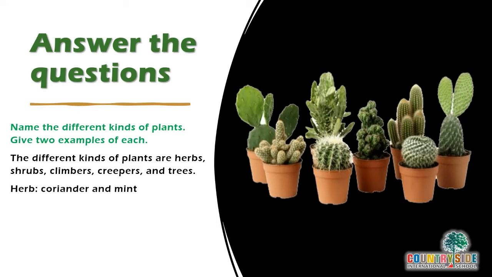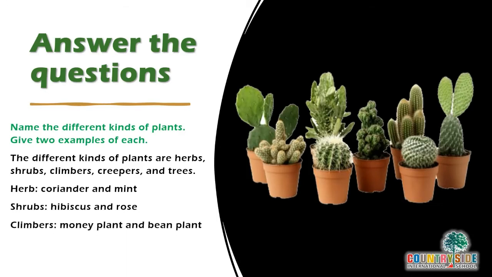Herbs. What were the herbs we discussed? Coriander and mint. And these you find mummy bringing in, right? And mummy makes many things out of it. Shrubs. Hibiscus and rose. Climbers. Money plant and bean plant. Creepers. Watermelon and pumpkin. Trees. Mango and apple. Children, these are examples given by me. But you can write your own examples also if you want to write.